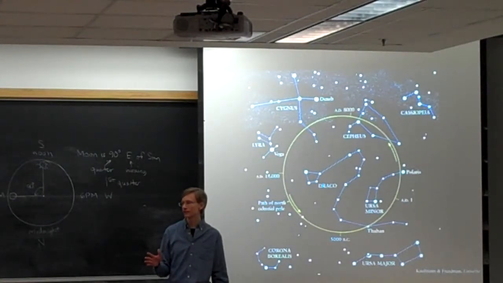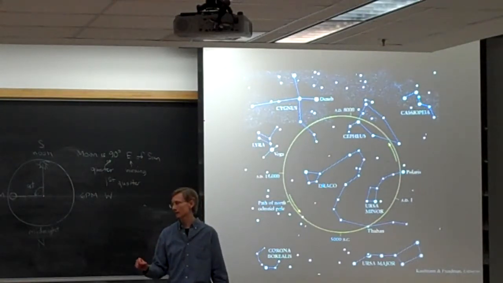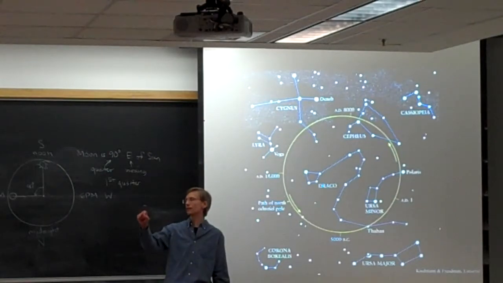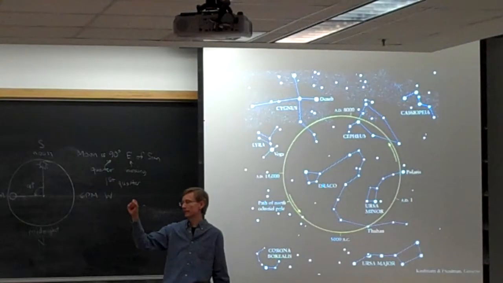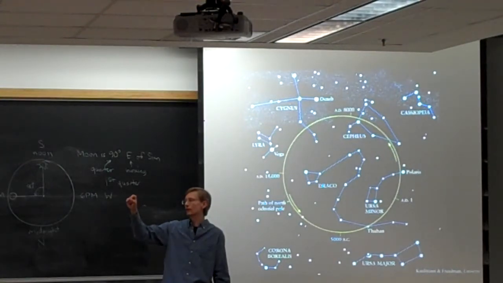The strict definition is the sidereal day is the time between successive meridian transits of the vernal equinox. So it's the time for the vernal equinox to go from the meridian all the way around and back to the meridian again. If there was no precession, that would be the same as the time it took for a star to go from the meridian all the way back to the meridian.